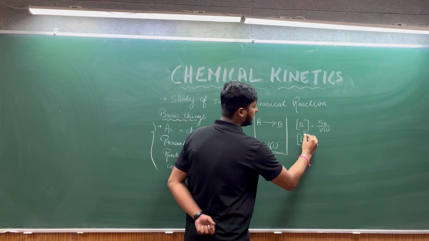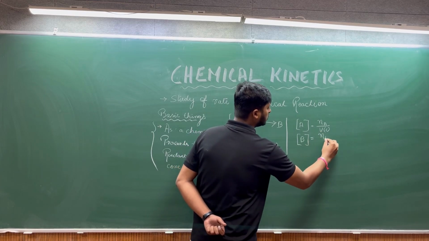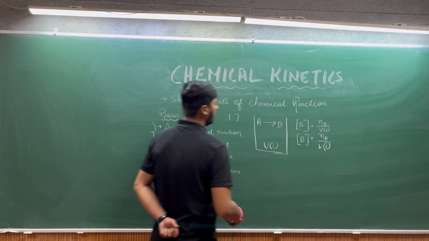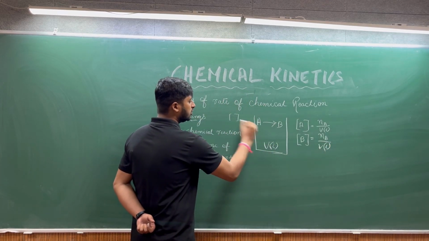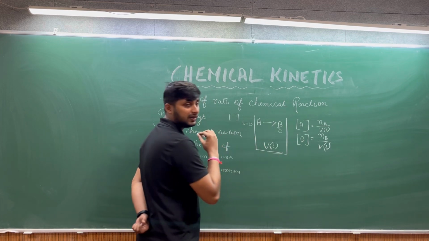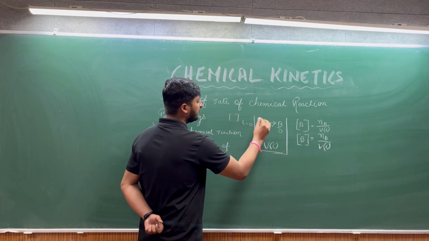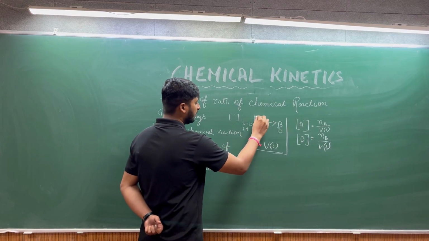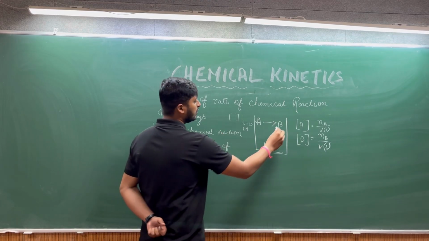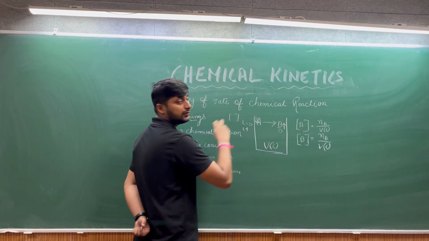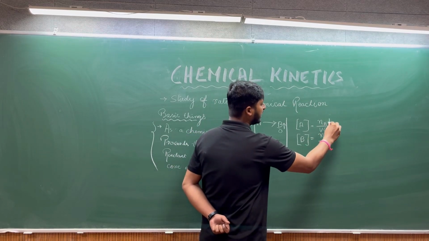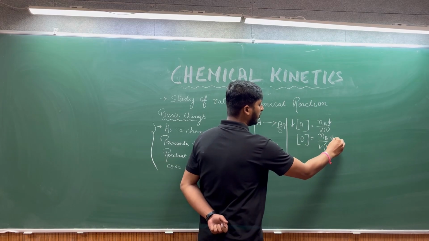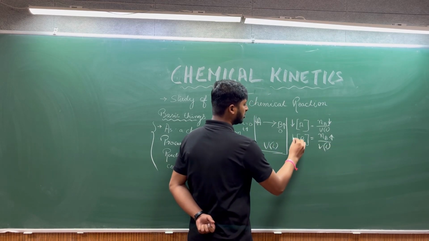Concentration of B, that is the product, is represented by the number of moles of B divided by the volume of the vessel. Now, initially, when t equals 0, there will be no concentration of the product and the concentration of the reactant will be maximum. As time increases, the number of moles of the reactant will decrease, whereas the number of moles of the product will increase. If the number of moles of the reactant decreases, that means the concentration of reactant will decrease, and if the number of moles of product increases, the concentration of product will increase.